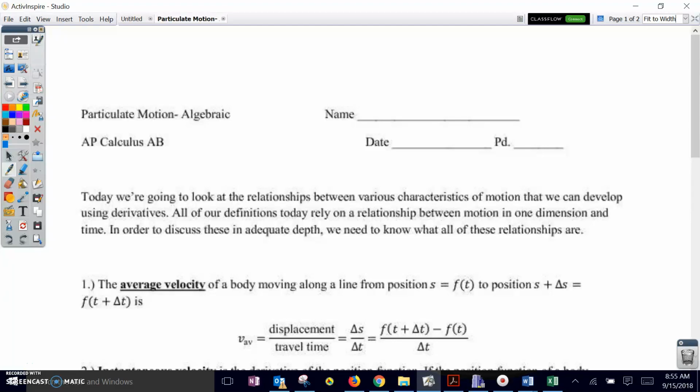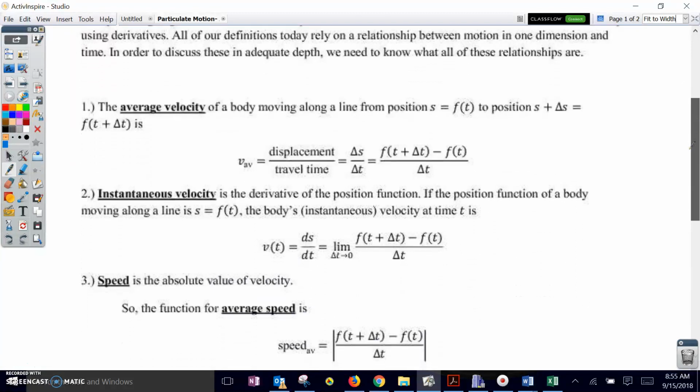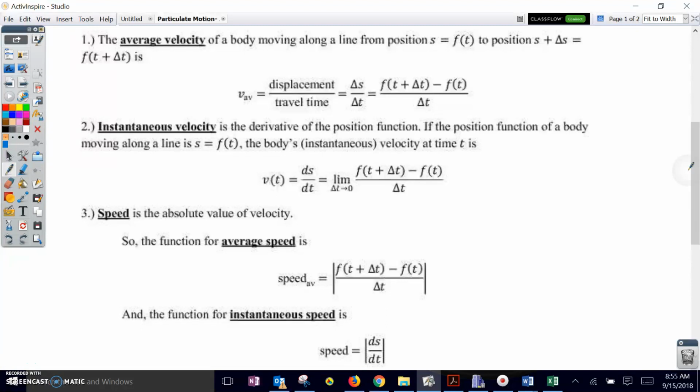Alright, welcome back everybody. In this video we're going to talk about particle motion from an algebraic standpoint. The entire first page of this lesson defines various characteristics of particle motion in terms of slope ideas and derivatives and things that we've talked about already in this course. It would be a good idea for you to read through all of these from the note sheet and make sure you understand what they are. A quick rundown of them.